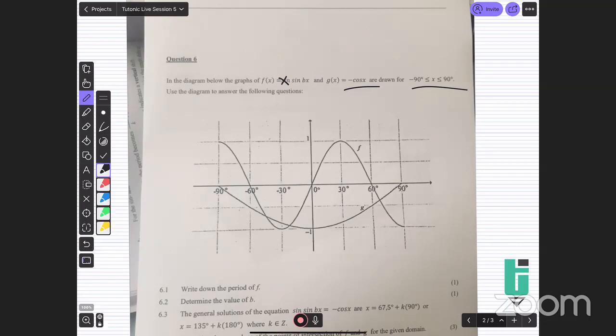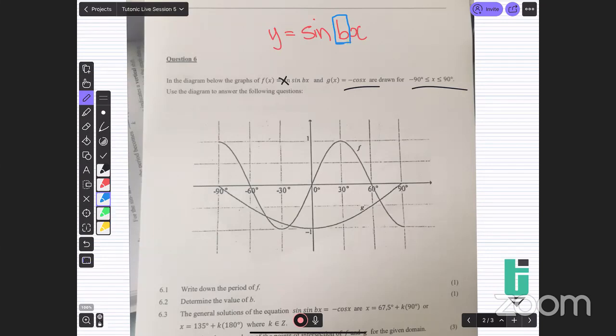The period of f. Now, what's f? The sine graph. When they write sine of bx, what does that immediately tell you? What does that mean already? Hey, Jan, what is that? Not really sure. What does sine b of x mean?